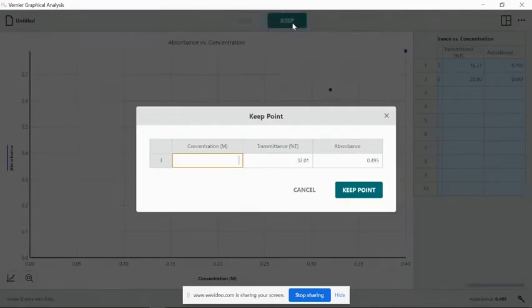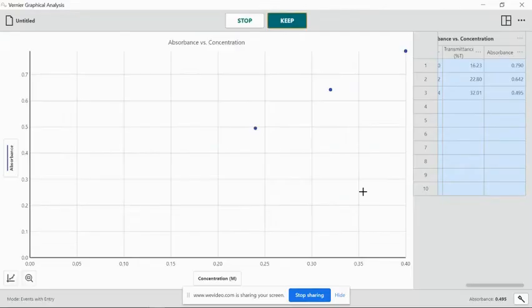Okay, so our next reading, you can see for 0.24 molar solution, we have a reading of 0.495 absorbance. So we are going down in concentration, and we're also going down in absorbance. We're going to keep that data point, and I'm going to continue to make this graph using these final solutions. So we should have 5 data points when we're finished.